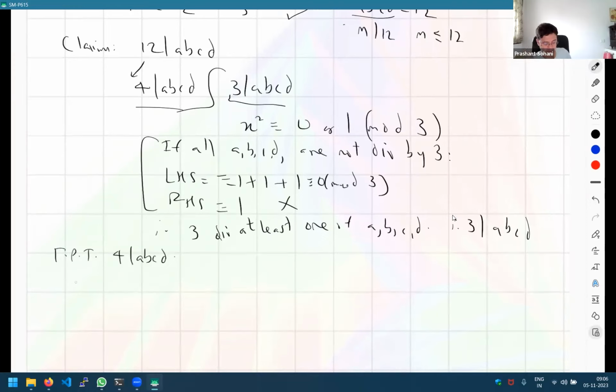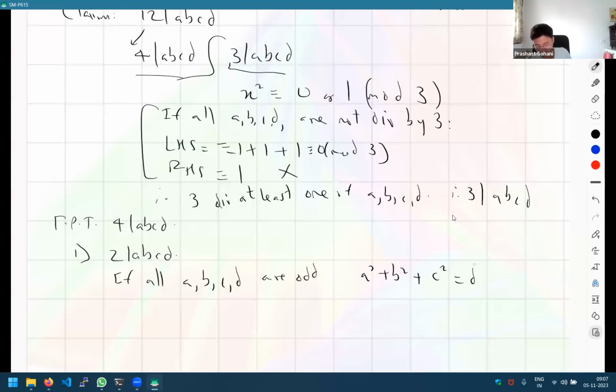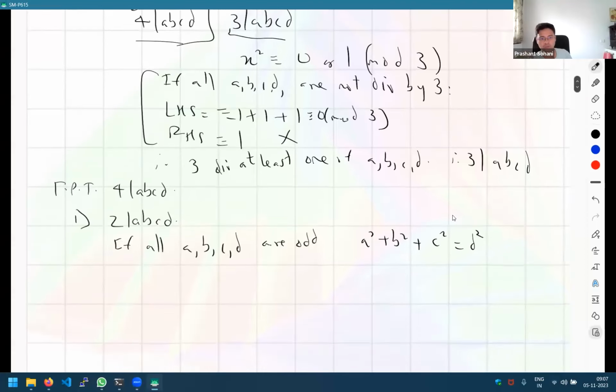So first part is just showing that 2 divides ABCD. So we cannot have all of them as odd. So what will happen if all of them are odd? Can somebody tell? Then we use mod 4. Yes, correct. So if all of them are odd, then just going by the parity will not give us anything, because there we are getting LHS is odd and RHS is also odd. So modulo 2 will not work.